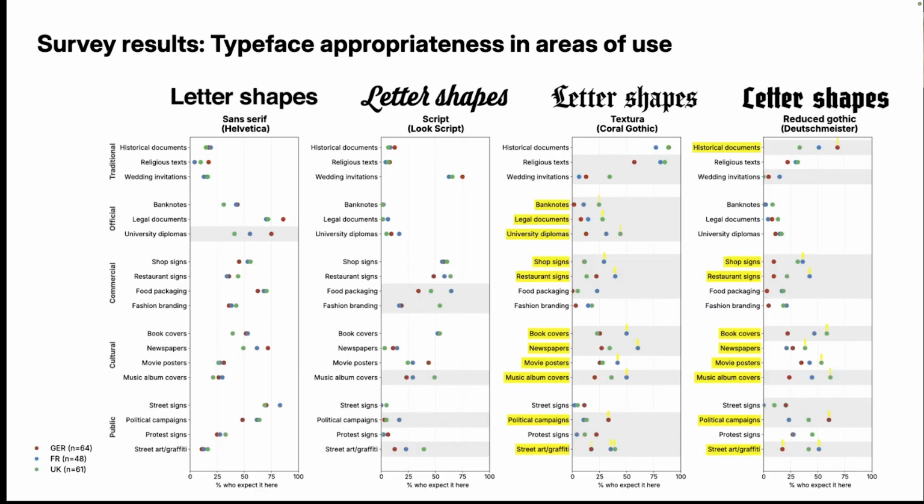This does not link with what I found, that textura styles have been seen by a French participant as a widely used cultural thing. I didn't see that, but when we look at the reduced Gothic, the UK using it on newspapers and book covers, that's exactly what I found.